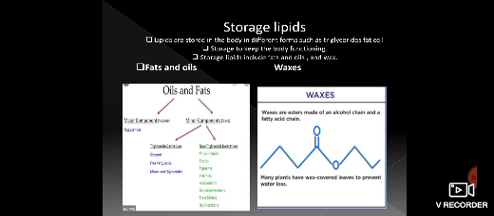On the right side, waxes are discussed. Waxes are esters made of an alcohol chain and a fatty acid chain. A structure of waxes is shown below. Many plants have wax-covered leaves to prevent water loss.